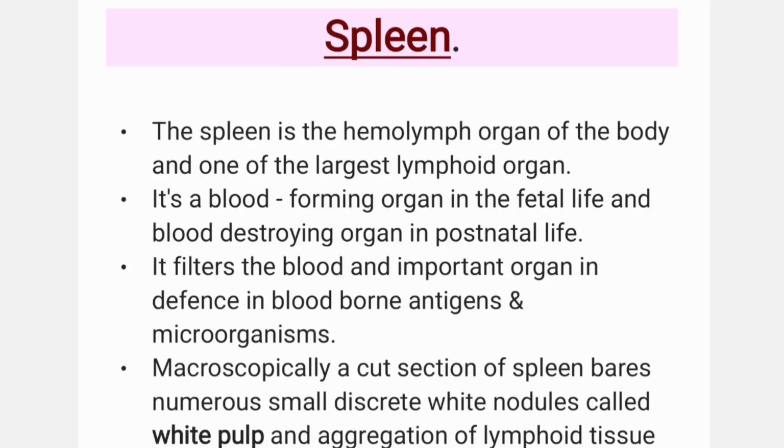Today our topic is the histology of spleen. So let's start our today's topic. The spleen is a hemolymph organ of the body and it is one of the largest lymphoid organs. The major function of spleen is blood formation in the fetal life and blood destroying organ in the postnatal life. It filters the blood and it's an important organ in the defense against blood-borne antigens and microorganisms.